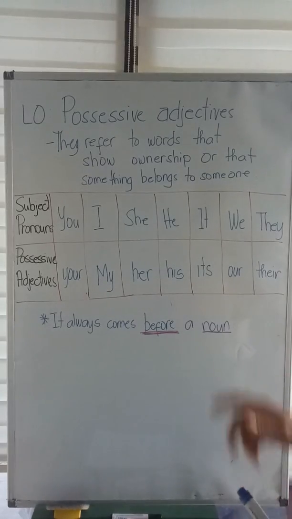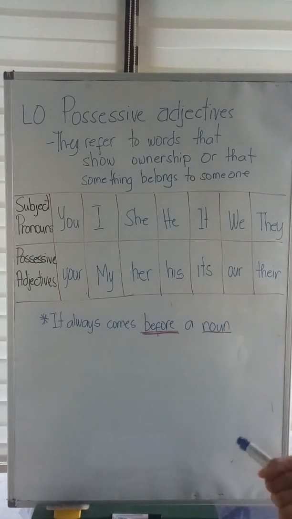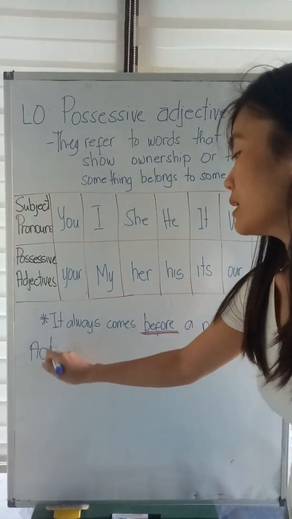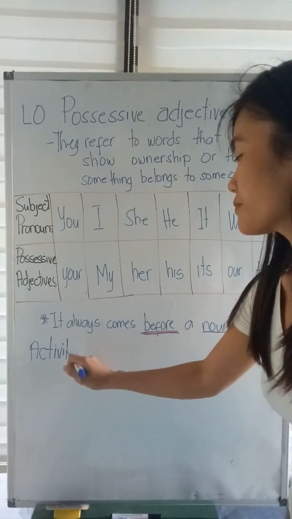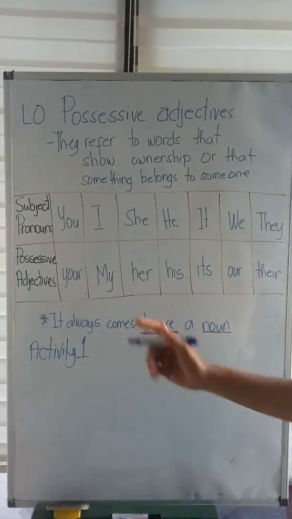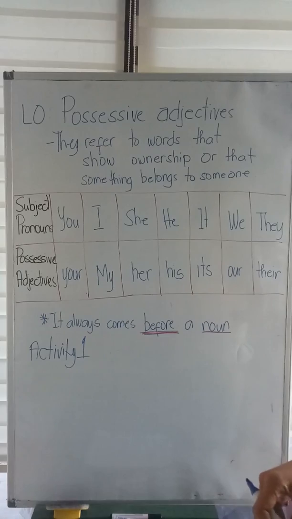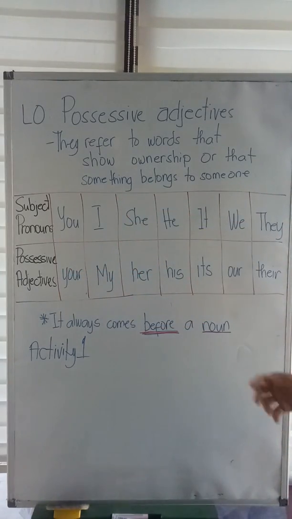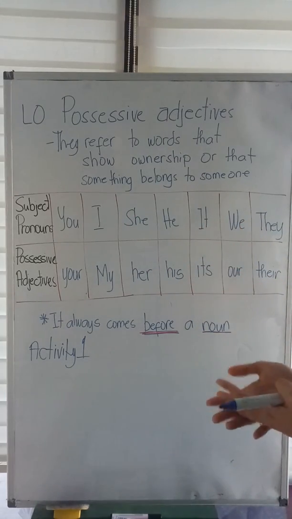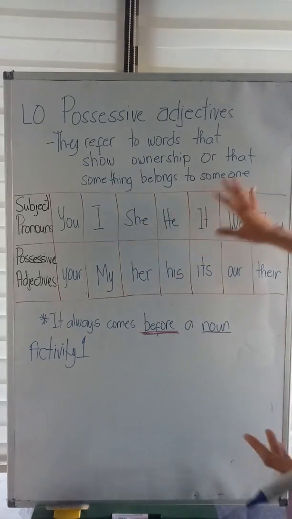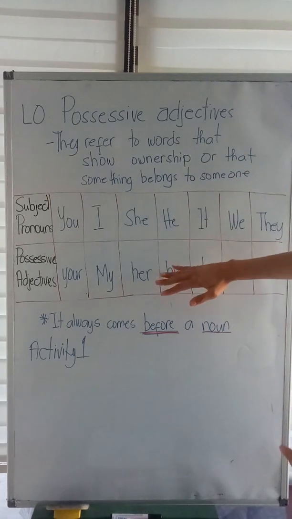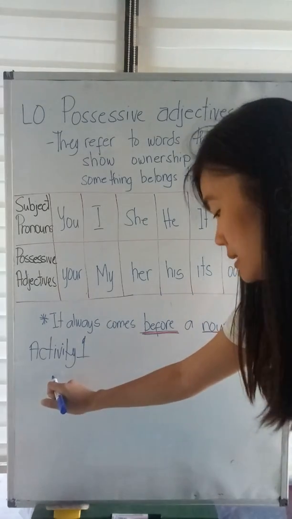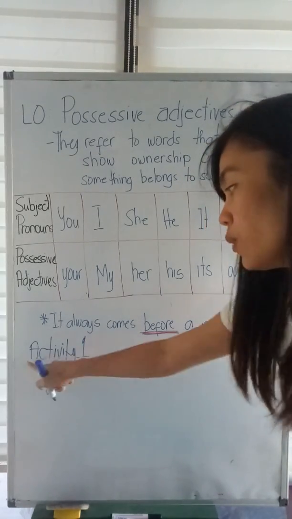For your activity, you have 2 worksheets to complete. On your activity 1, it looks like yesterday's activity. You have to base your possessive adjectives on your subject pronouns, or on your subject. It can be a noun. If it's a noun, just convert it to a pronoun, and you will see the equivalent possessive adjective that you need to use.